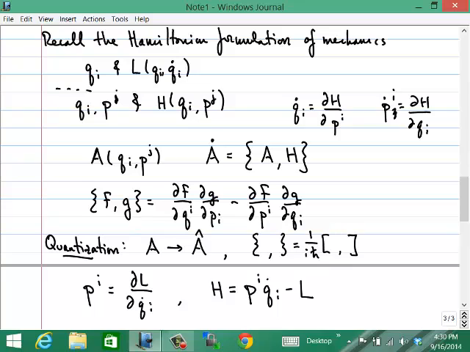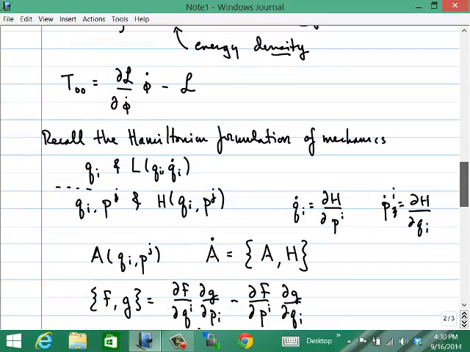Good. Thank you. Okay, so this was a lightning review of the Hamiltonian formulation of classical mechanics. And I would like you to compare this expression here, H is ∂L/∂q̇ times q̇ minus L, with this expression here for the energy density in a classical field theory. So the energy density is ∂L/∂φ̇ times φ̇ minus L. Okay. You can see it's exactly the same thing.